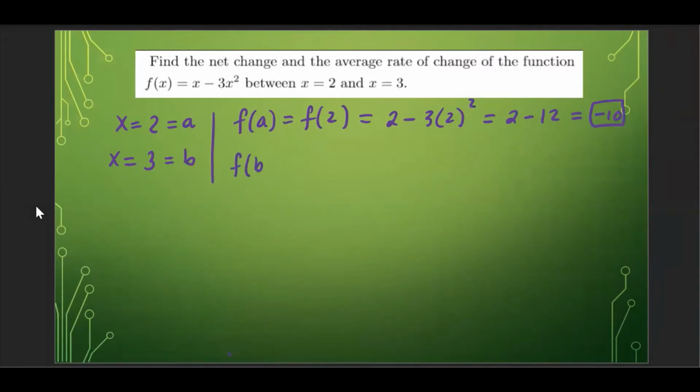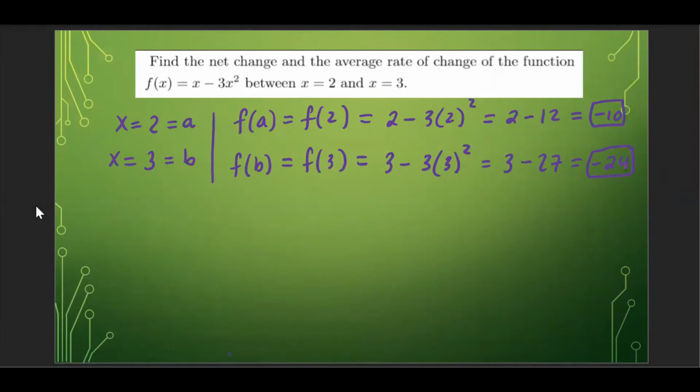Then for f of b, we're going to find f of 3, since b is 3. And again, plug it into the function. You have 3 minus 3 times 3 squared. And that would be 3 minus. So we do 3 squared, which is 9. And then we do 9 times 3, that's 27. And then we subtract them. So we have negative 24. That's our value for f of b.